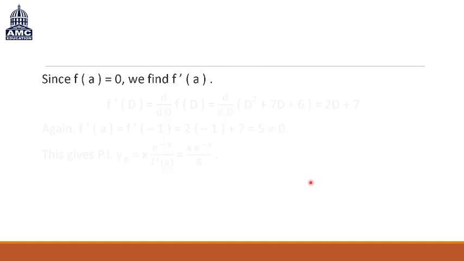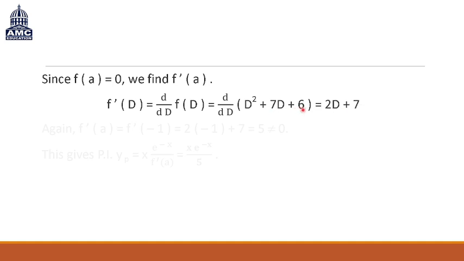If f of a is equal to 0, we find f dash a. The method to find f dash a is as follows. First, we find f dash D. Here we take D as the independent variable and differentiate f of D. Recall that f of D is D squared plus 7D plus 6. So d by dD of D squared plus 7D plus 6 will be 2D plus 7. D squared becomes 2D, 7D becomes 7, and 6 becomes 0. It just vanishes.